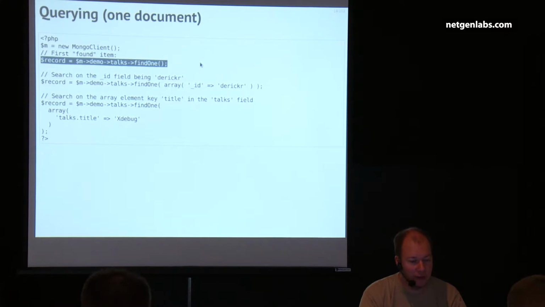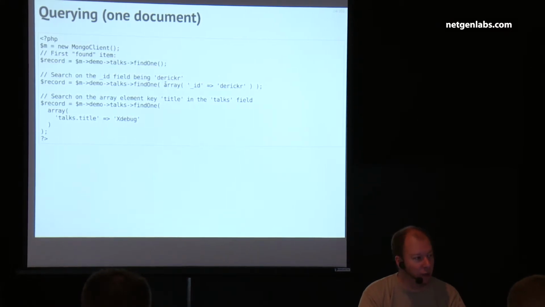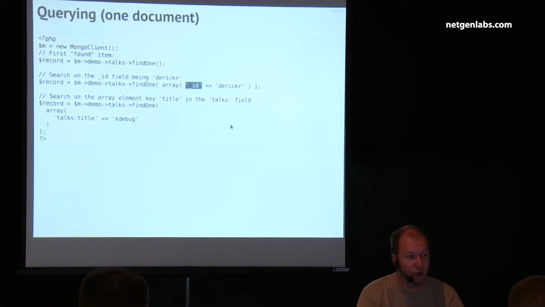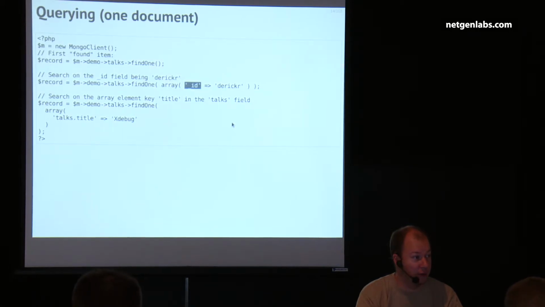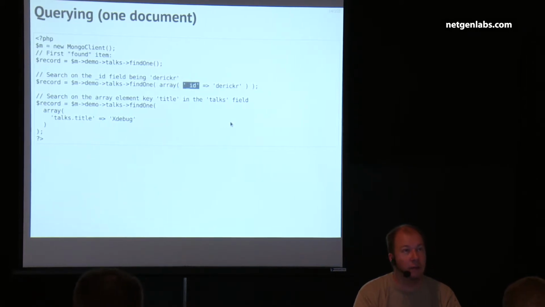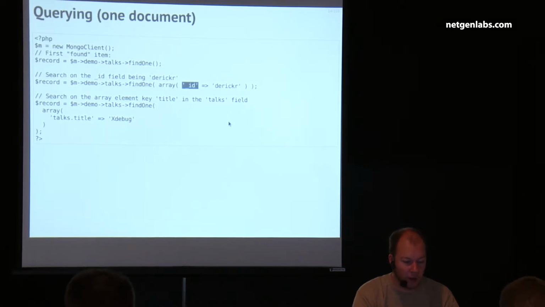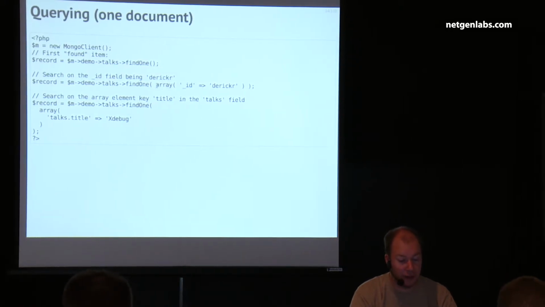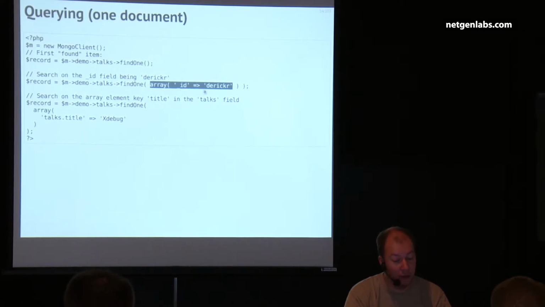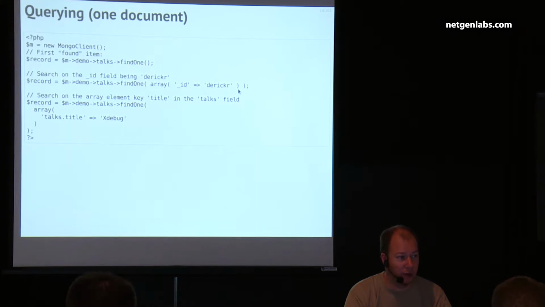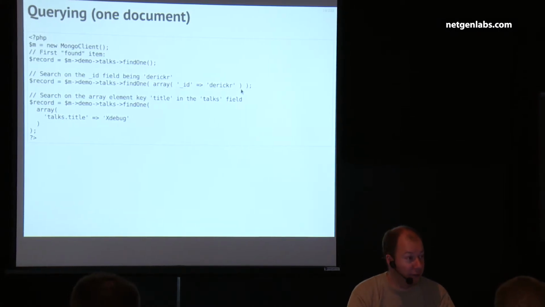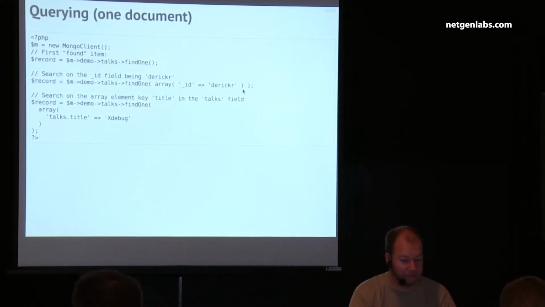So what you often see with find one is that you do a find one and you search on the _ID field, because that is, from the start on, the only unique field that you have. So doing a find one and then specifying as document _ID points to Derick R basically says, give me the document where the _ID field in the document is Derick R.